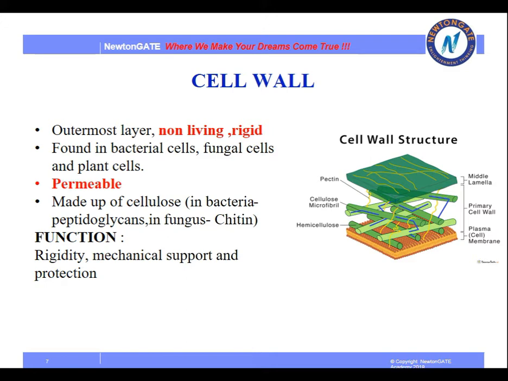What is the cell wall? The cell wall is the outermost layer, which is non-living and rigid, found mainly in bacterial cells, fungal cells and plant cells. Cell walls are permeable, which means they allow all kinds of liquids or gases to pass through them. They are made up of cellulose in plants, peptidoglycans in bacteria, and chitin in fungi. The function of the cell wall is to give rigidity, mechanical support and protection to the cell.